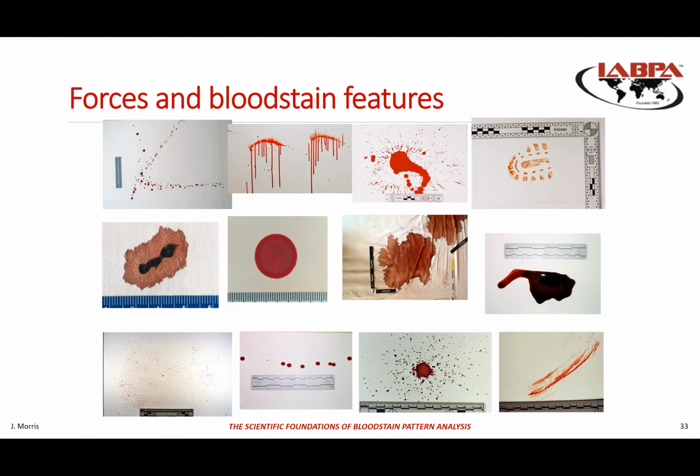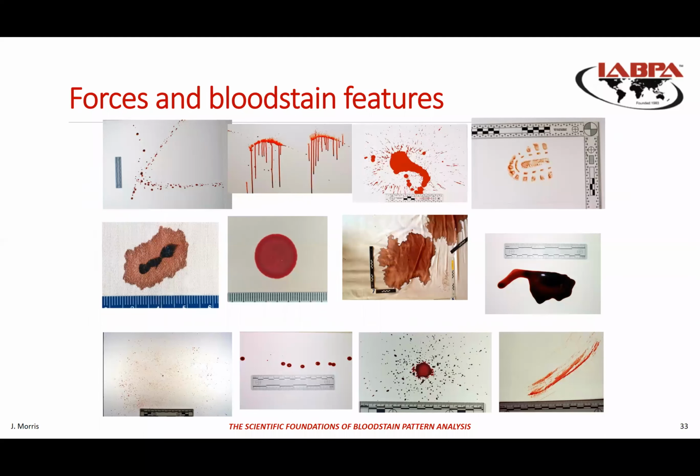So if we go back to this slide that we've seen before, looking at these 12 images, all 12 of these look different because different forces are involved. If I have a given amount of liquid blood and I expose it to different forces, it's going to react in different ways and cause different appearing patterns. The more we understand the forces involved, the better we understand why bloodstains look the way they do. This is why understanding physics and fluid dynamics is so essential to bloodstain pattern analysis.